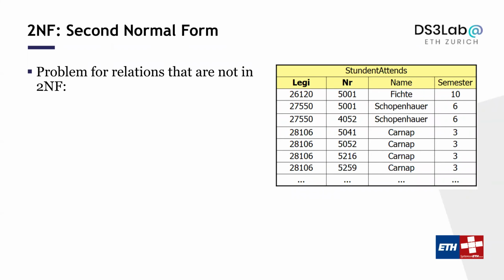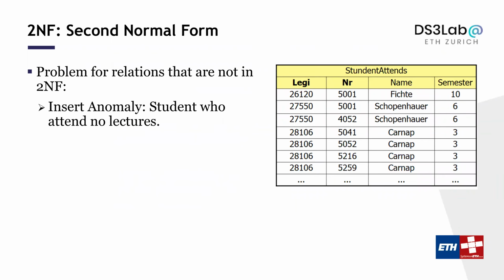So the problem for a relation that's not in second normal form is that it could have a whole bunch of anomalies. For example, you can have an insert anomaly in this design, right? Assuming I have students who haven't taken any lecture yet, if I want to insert that into the relation, essentially I don't really know what to do, right? Because my key is ID and the lecture number. So what should I put in the second attribute? I cannot put null because it's a key, right?